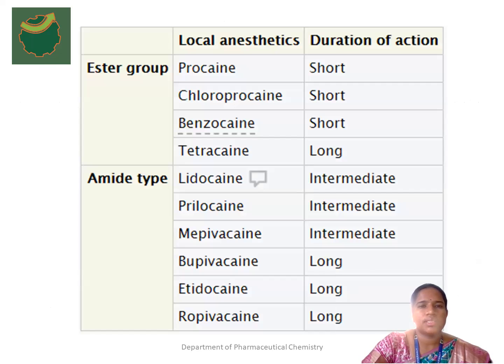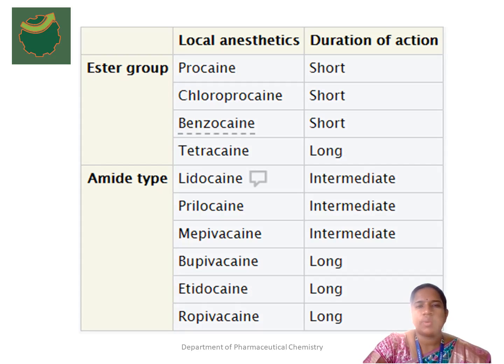So these are the local anesthetics which contain the ester group and these are amide group drugs. And here we have a duration of action of them. For example, procaine has a short duration of action and chloroprocaine is also short. Benzocaine has a short duration of action, but tetracaine has a long duration of action. So depending upon their duration of action, they will be administered. And also one more important point, depending upon the body weight, the dose of the drug will be varied.